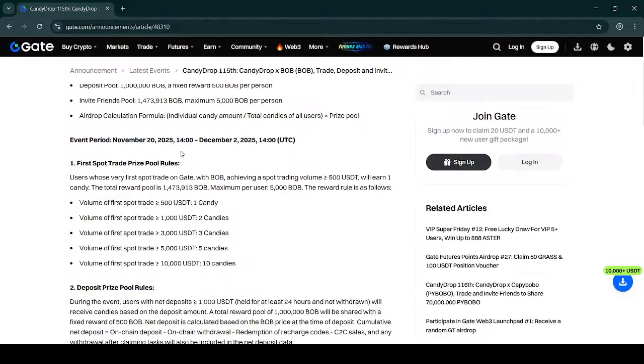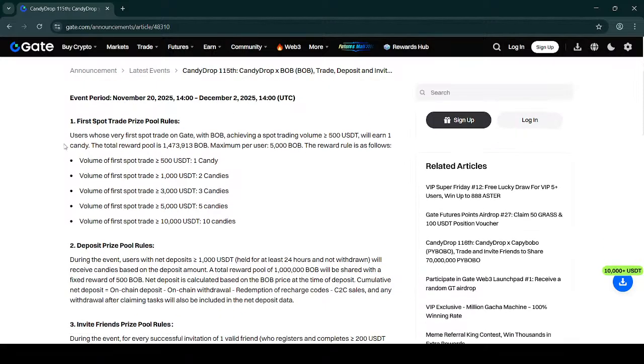So the event period, guys: November 20, 2025 to December 2, 2025, UTC clock. First, the spot trading rate and prize rules. Every user who holds BOB and achieves the spot trading volume, every 500 USDT will earn one candy. The total reward maximum for a user is 5,000 BOB. Reward rules by volume of spot trade: 500 USDT, one candy.